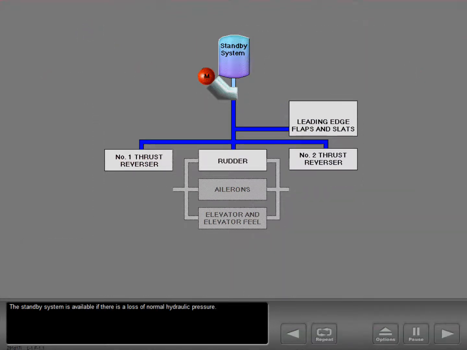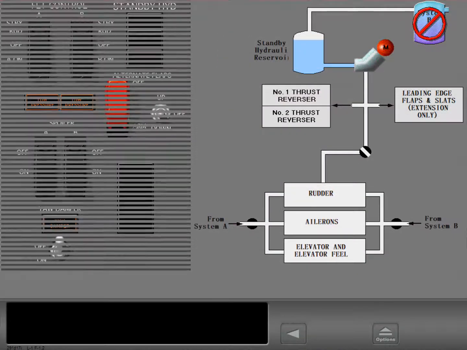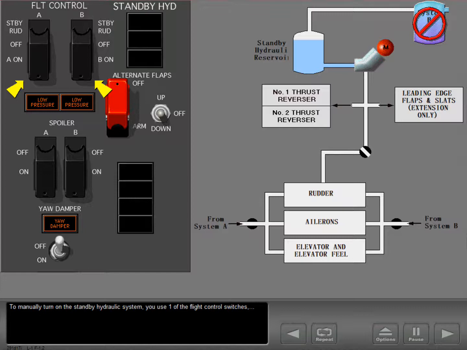The standby system is available if there is a loss of normal hydraulic pressure. To manually turn on the standby hydraulic system, you use one of the flight control switches, or you use the alternate flaps switch. With the System A flight control switch or the System B flight control switch, you control the standby hydraulic pressure that goes to the rudder.